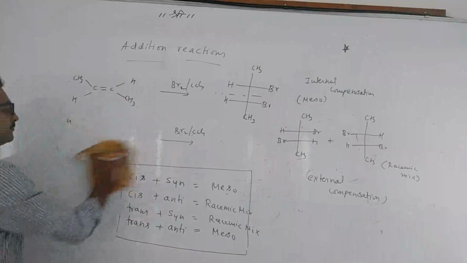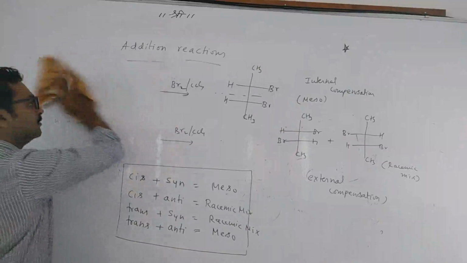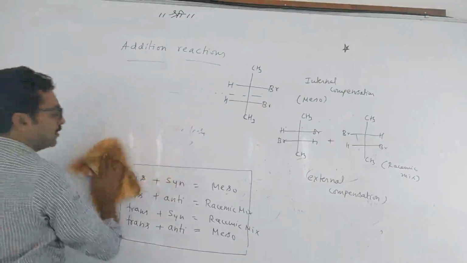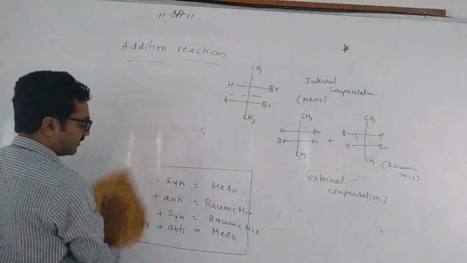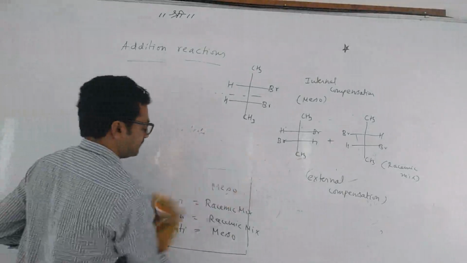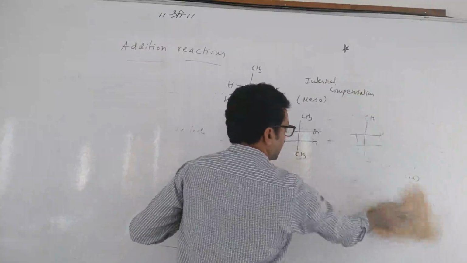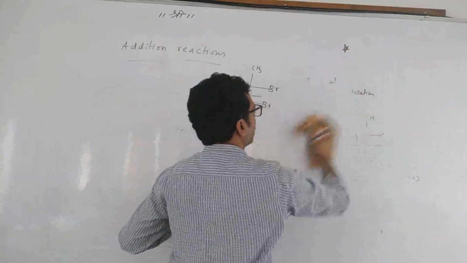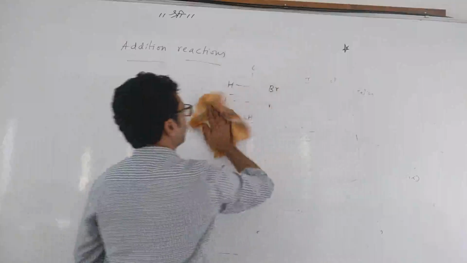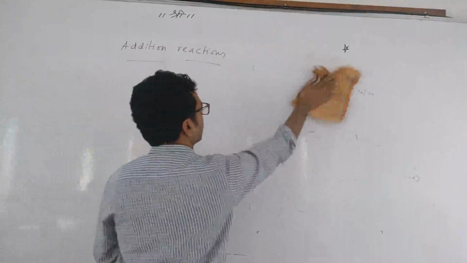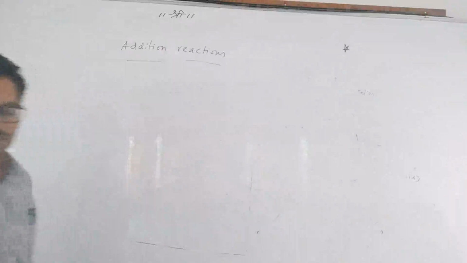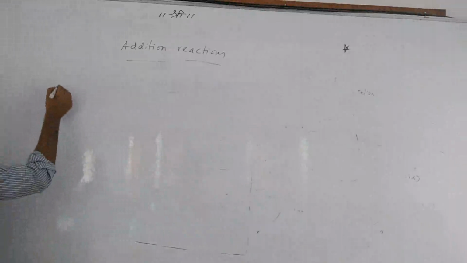Next. Now, addition of HBr. That is a very, very important point. In this you should know what the Markovnikov rule and anti-Markovnikov rule are. Yes, we will tell the Markovnikov rule. Second addition: addition of HBr.